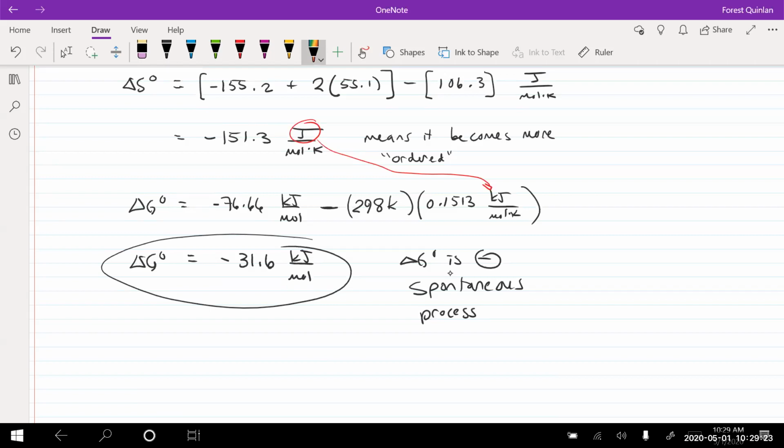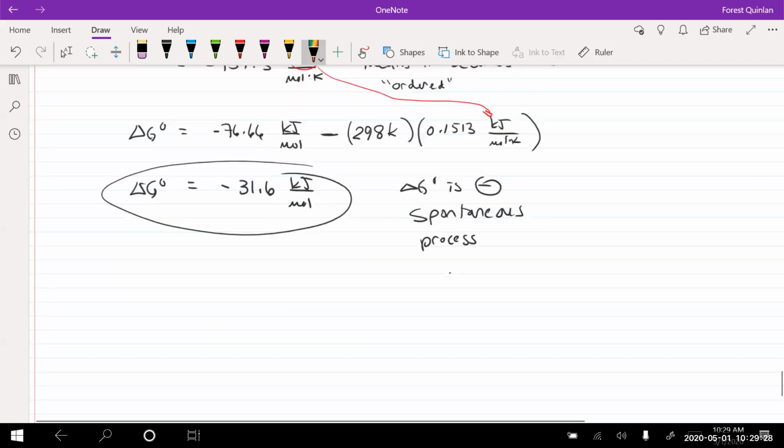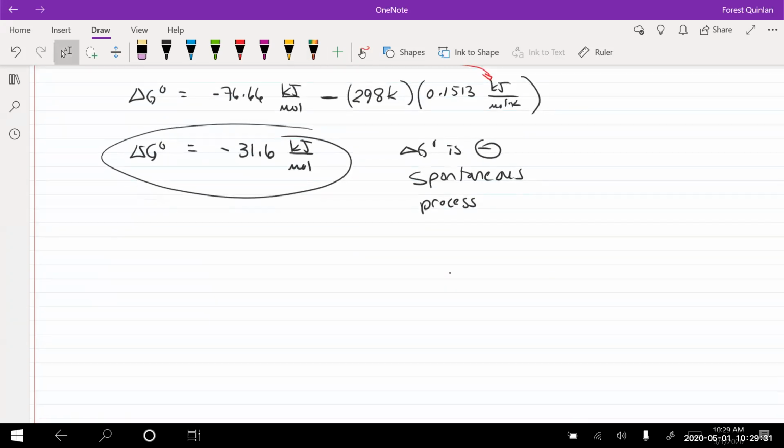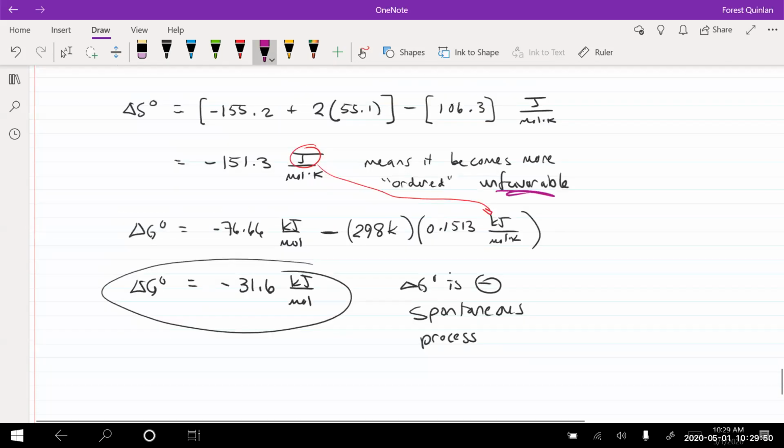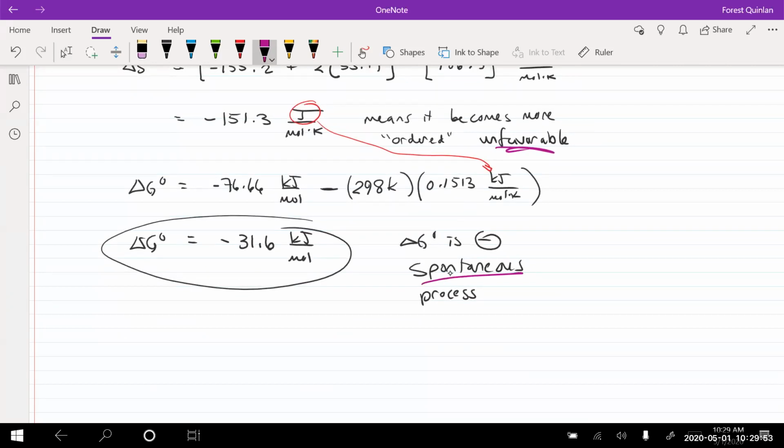You can't look at one piece anymore, Dallas. You have to look at the whole picture, because they will compete or help each other, but you don't know until you get to the end equation. So yes, this one is favorable. This one is unfavorable. At the end of the day, it is spontaneous. It's favorable, even if there's a competitive effect.